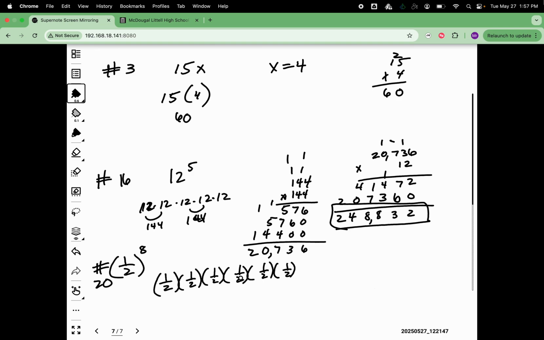All right, and the last one, 1/2 times 1/2 times 1/2 times 1/2 times 1/2 times 1/2. 1, 2, 3, 4, 5, 6 times 1/2 times 1/2. Let's double check we have 8. 1, 2, 3, 4, 5, 6, 7, 8. So this is going to be 1 over 2 to the 8th.